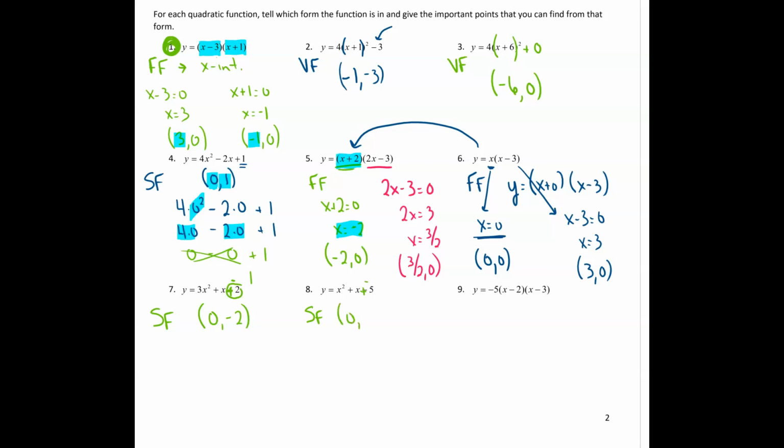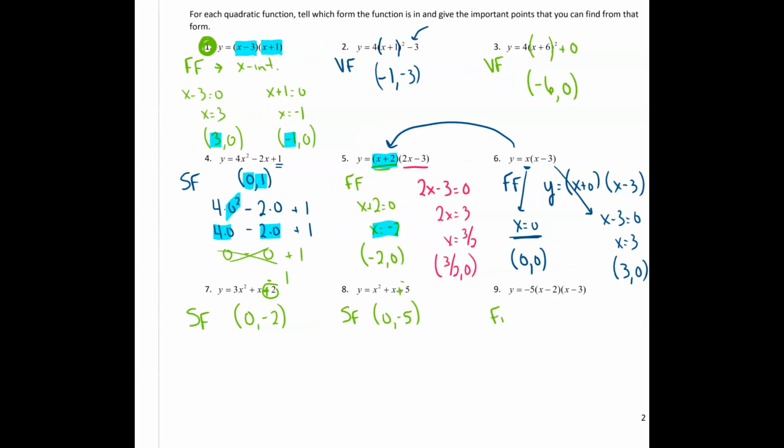Number 8, that is also in standard form, but standard form would be plus -5. So I get 0, -5. Again, no math. I can just write these points down fast. And number 9, finally, last one, this is factored form. Again, just set each factor, the one that you can solve for. So there's actually 3 factors here, but this -5 is always going to be -5. So that has nothing to do with the x-intercept. You're just going to take the factors that have the x in it. So I'm going to add 2, and then I get 2, 0. And the other one, I'm going to add 3, and I get 3, 0.